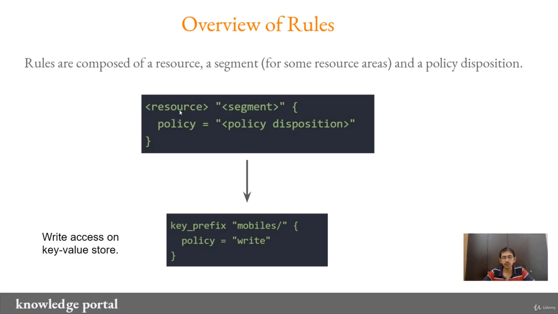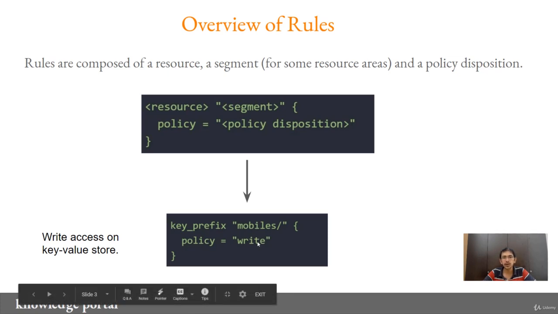So you have a resource. There can be various resources, like a resource of service, a resource of key value and so on. Then you have a segment. This does not apply everywhere, but it applies for certain resources, for example key value. And then you have a policy. This can be better explained with this example, where under the resource you have key underscore prefix that is associated with a key value store. Then under the segment you have the path of mobiles, and under the policy you have write.